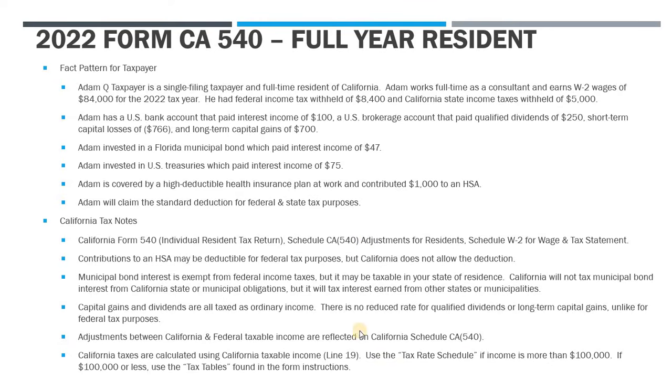And then when we look at our ultimate tax computation, and we'll see this when we look at the 540, if your California taxable income is more than $100,000, you use what California has as a tax rate schedule to calculate your tax. And if your income is $100,000 or less, you use the tax tables. And we'll look at those tax tables as well.